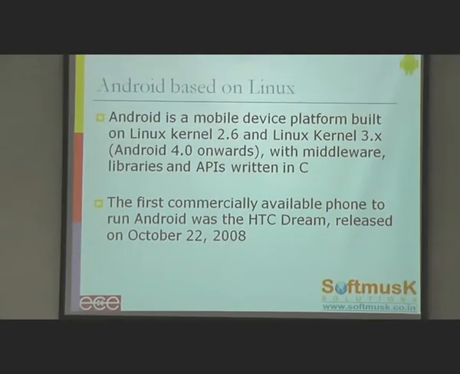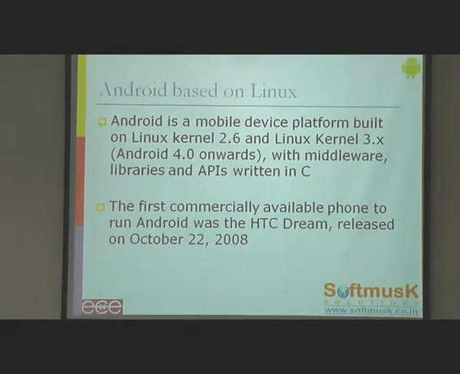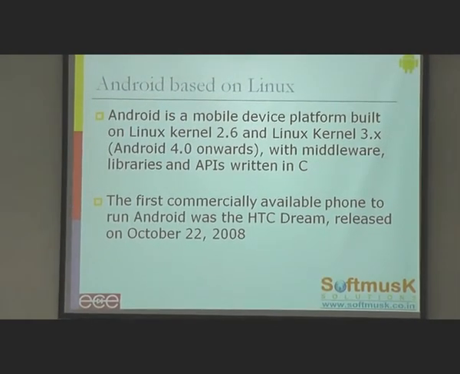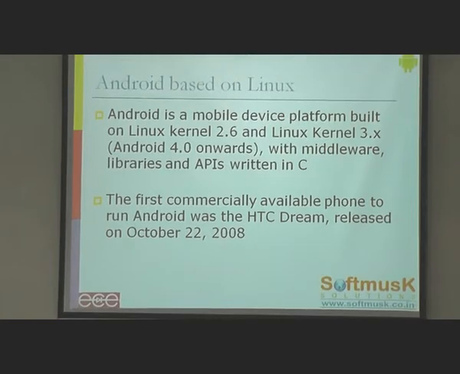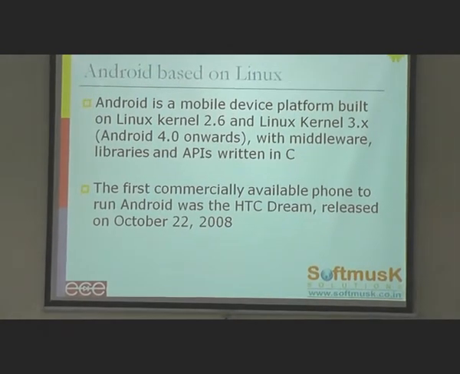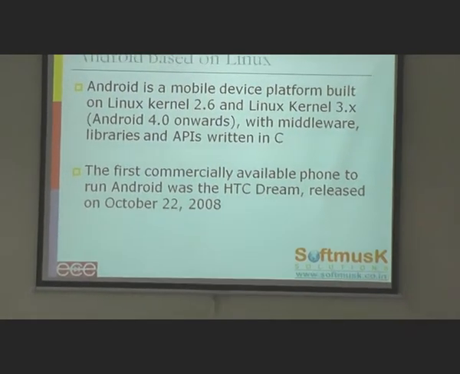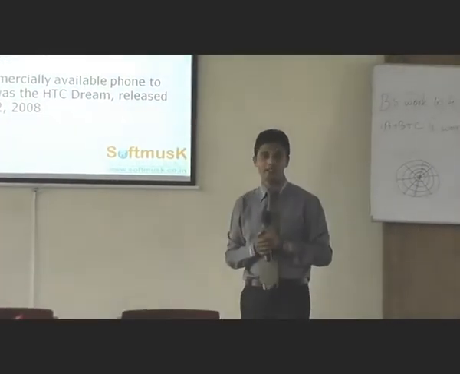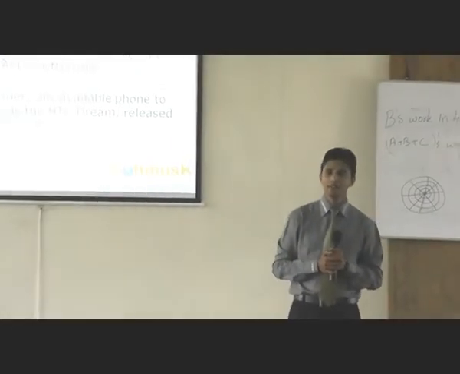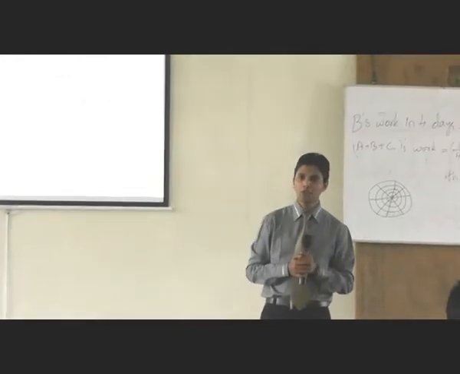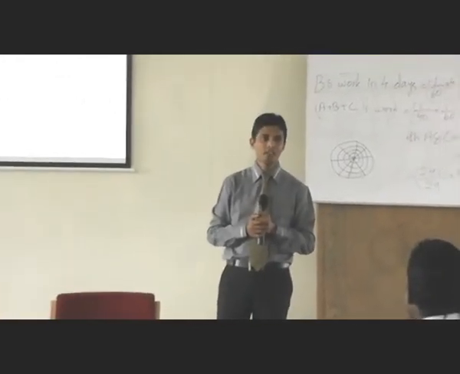Android is based on Linux. Android is a mobile device platform based on Linux kernel 2.6 and Linux kernel 3.x, Android 4.0 onwards, with middleware libraries and APIs written in C. So the Android operating system is developed on the Linux 2.6 kernel. People have learned Linux. Any basic idea about Linux? Can anyone tell me about this Linux kernel?